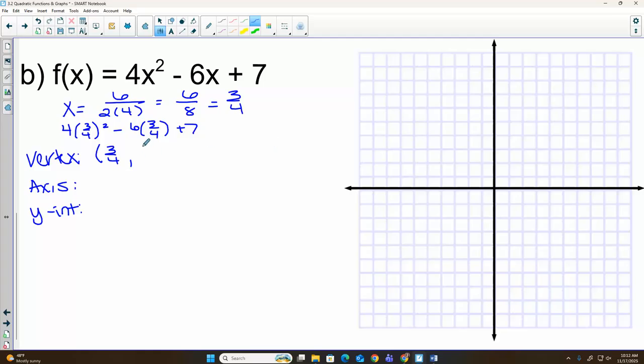And what do you get? Do we all agree with that? So 3/4, 19/4, which is like 4 3/4. So it doesn't work out perfectly, but we can estimate it. The axis of symmetry then is the line going through that, so just x equals 3/4. Make sure you put the x equals. And then we graph that as a dashed line.